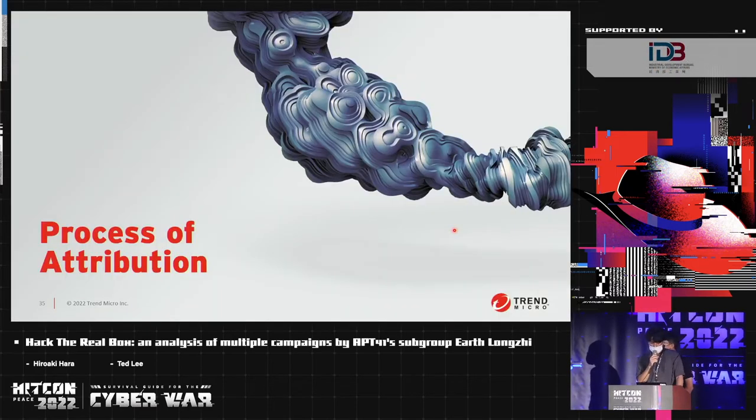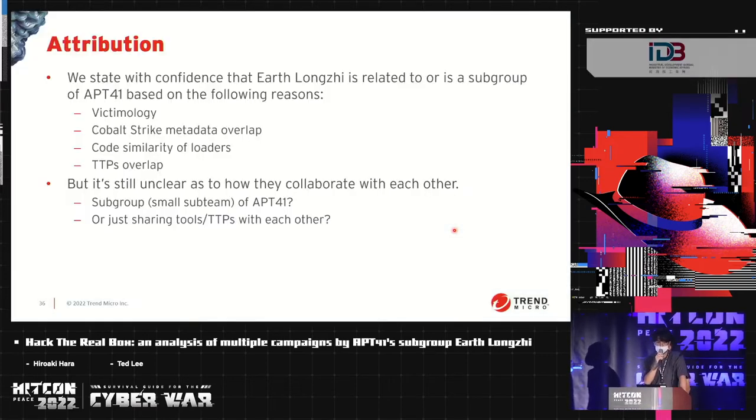Okay. So on the process of attribution, now let's go to the attribution section. As we already mentioned, we believe that Earth Longzhi is related to, or is a subgroup of, APT41 based on some reasons. One is the victimology and Cobalt Strike metadata overlap, and the code similarity of the loaders and the TTP overlaps. But we're still unclear as to how they collaborate with each other. They may be a subgroup of APT41, or they may just be sharing the tools or TTPs or sharing members with each other.